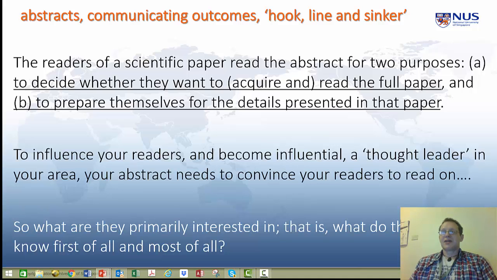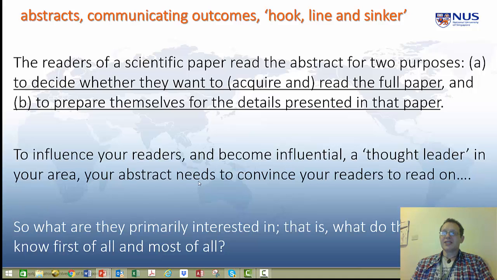Now, ultimately, your career aim, before any others, will be to influence your readers. Remember your purpose, that is what you want your audience to do. You will want in your area to become influential, a so-called thought leader, so that when people hear your name or see your face, they think, "Ah, that's the guy that..." and they want to talk to you, or they want to discuss something with you. So your aim as a scientist should be to become a thought leader in your area.